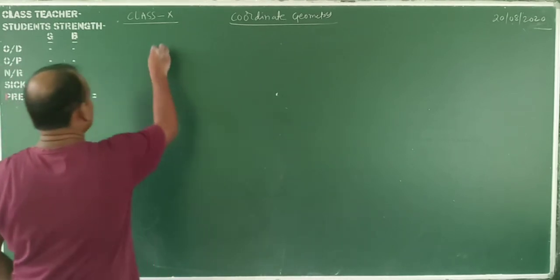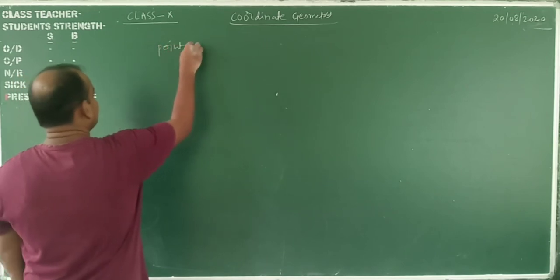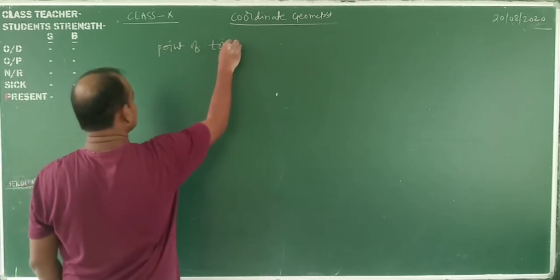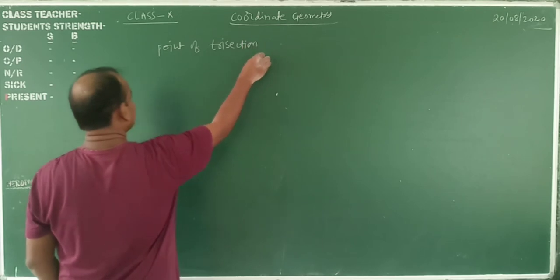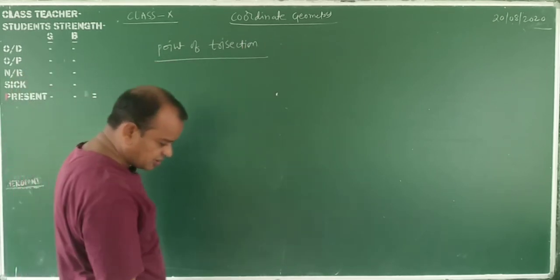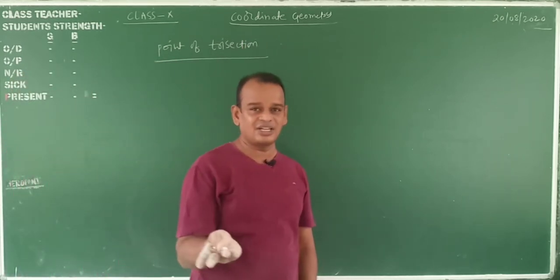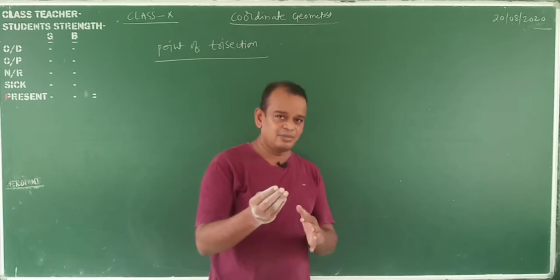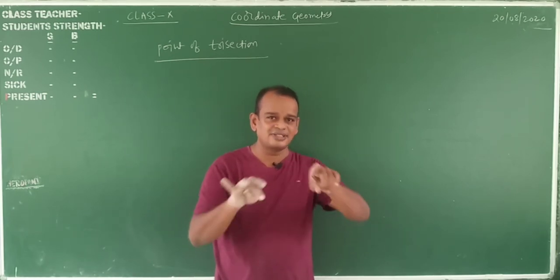Okay, point of trisection. Point of trisection. Already in yesterday's class I discussed trisection. Section means division.